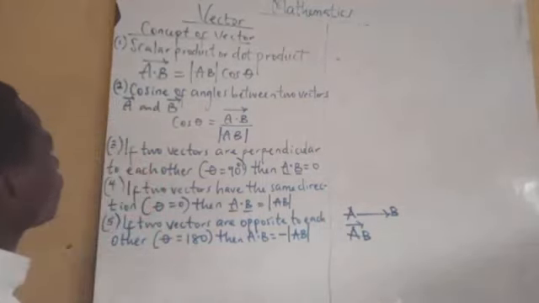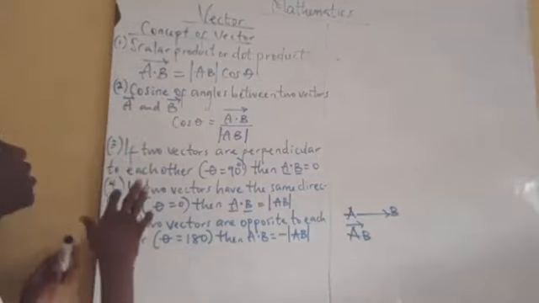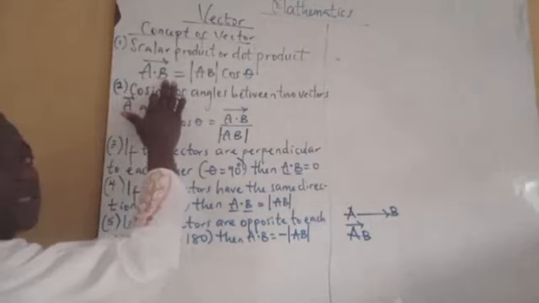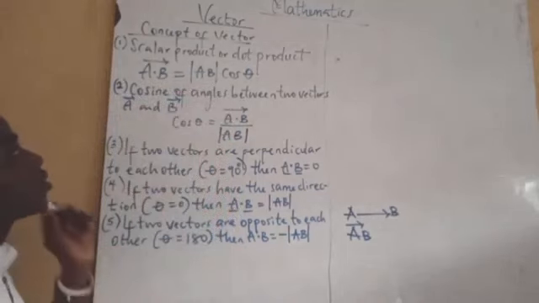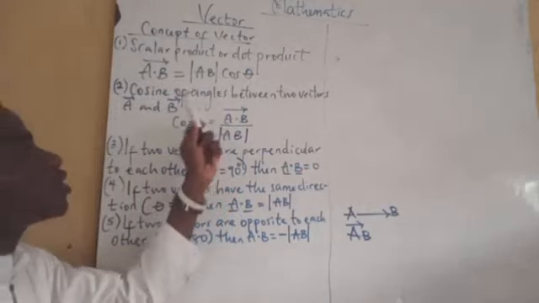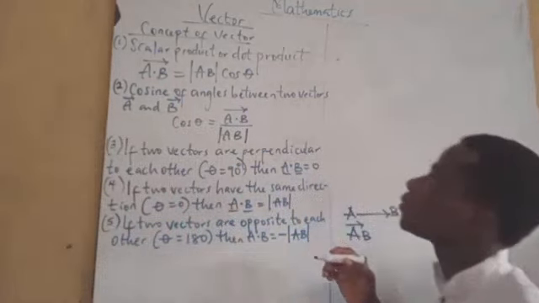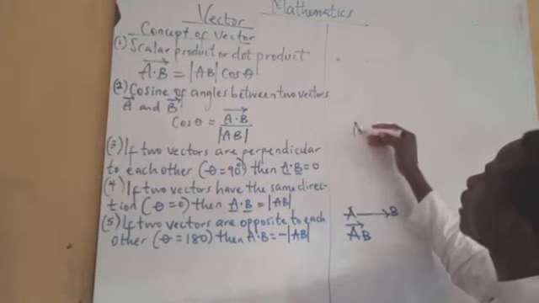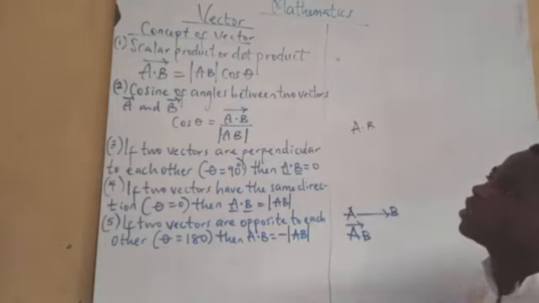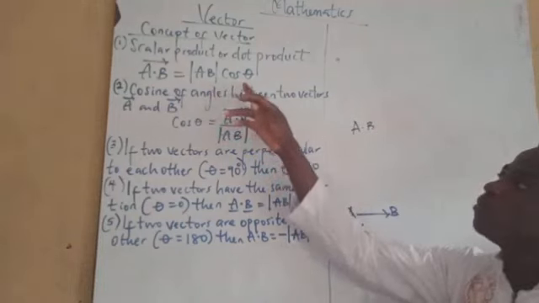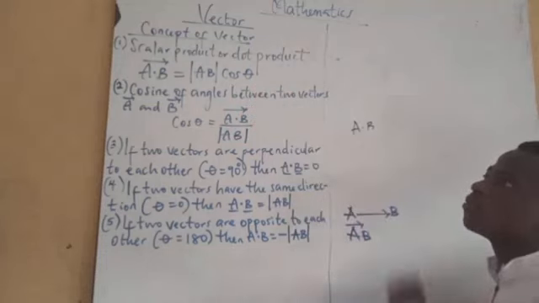Now, under scalar products, the formula says that vector A dot B is equals to the magnitude of AB cos theta. So that is the scalar product, or we call it dot product. This A dot B, what does it mean? It means we are going to multiply A times B. So A times B will be giving us the magnitude of AB cos theta. So that is what we call scalar or dot product.